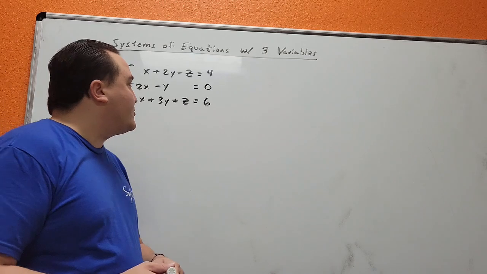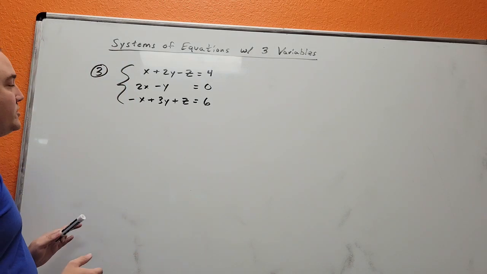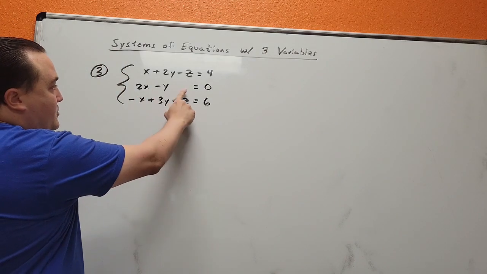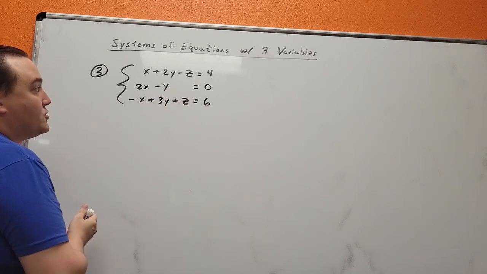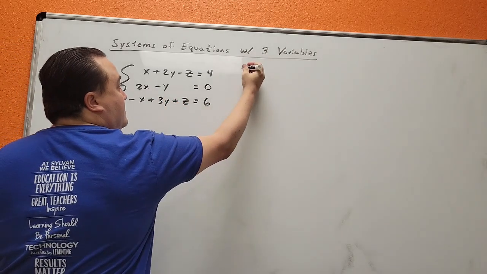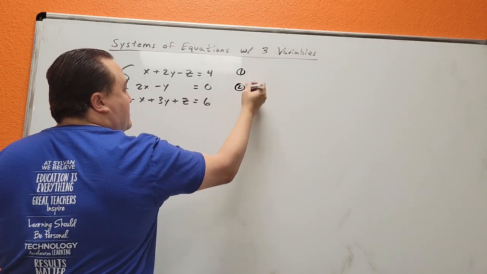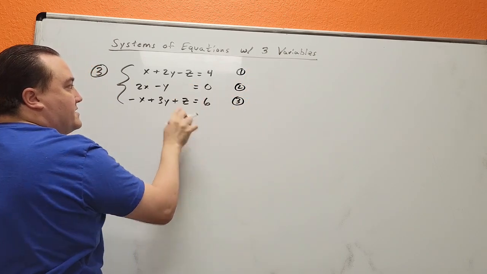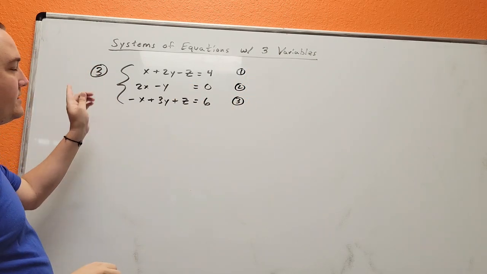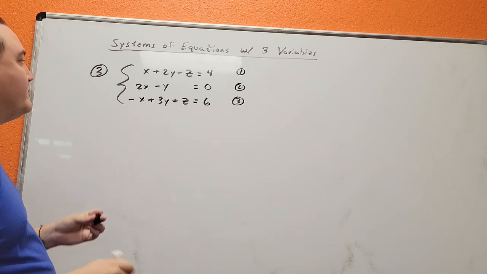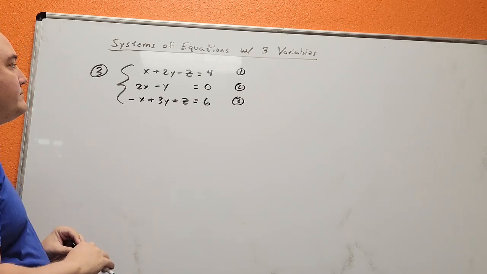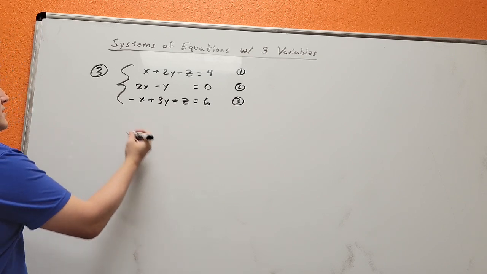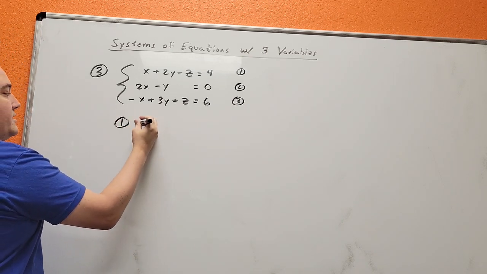Okay, so question number 3 here. We do get a little advantage with this one because there's no z in the second equation. So what you want to do is take out of the three equations here, take 1 and 3 and get rid of the z, because then you'll get equations with x and y maybe, and then it'll be easier to solve. So we're going to add 1 and 3 together this time.